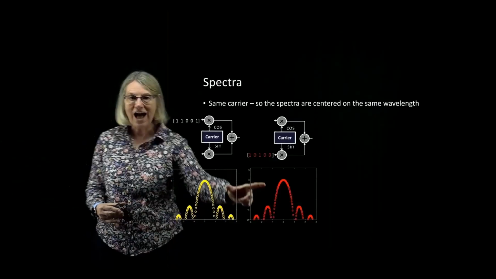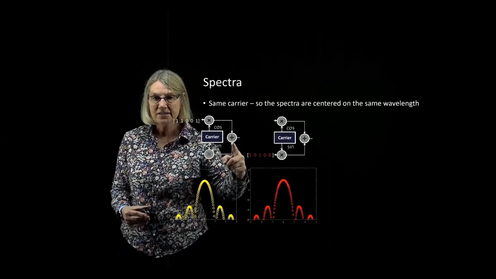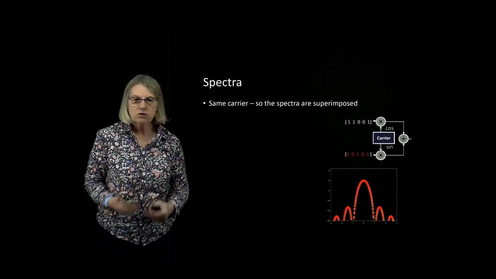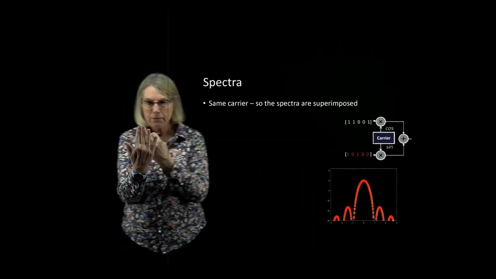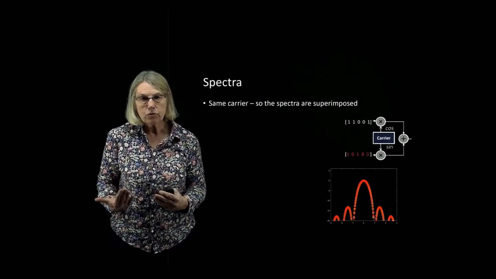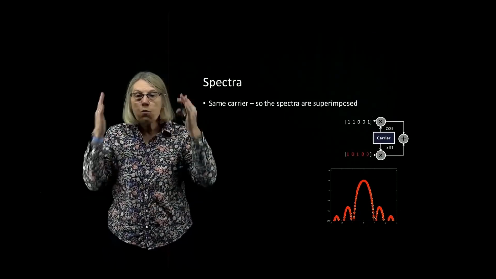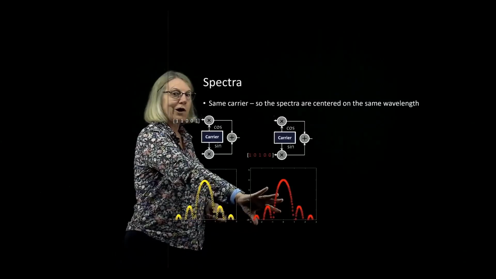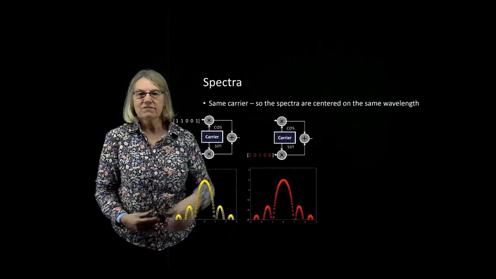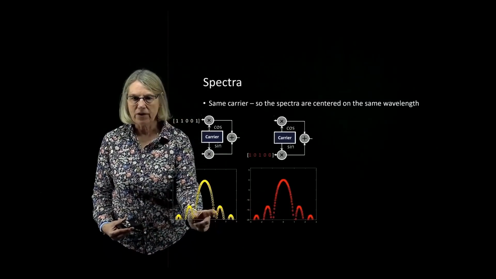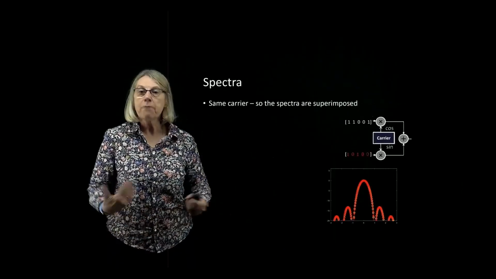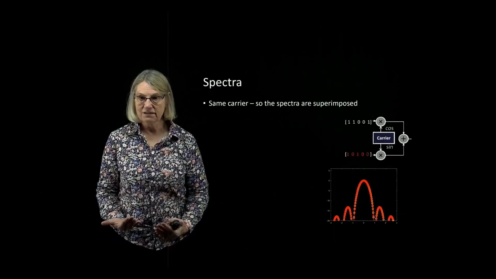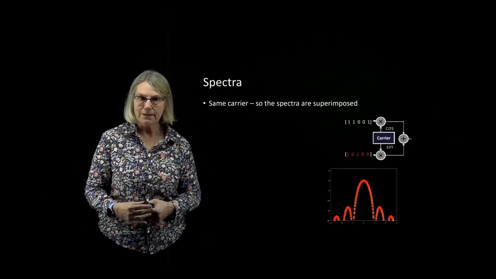Remember, they're centered on the same frequency because they're using the same carrier. So when I combine them, of course they're superimposed. They're right on top of one another. I'm sending them through the same width of spectrum. So if before I sent only yellow or only red, that would have this amount of information sent in this bandwidth. But now, of course, I'm sending both simultaneously. And that means it's very spectrally efficient, that I am putting information in both at the same time.